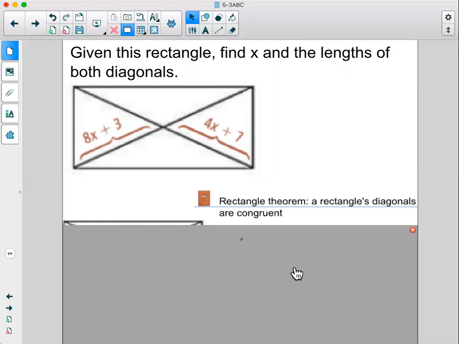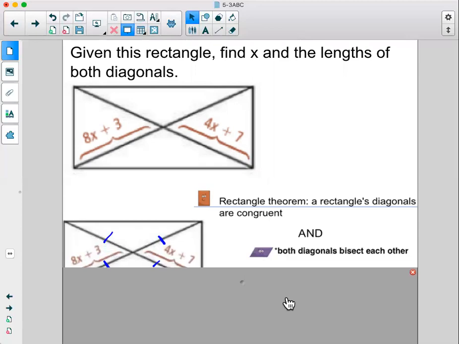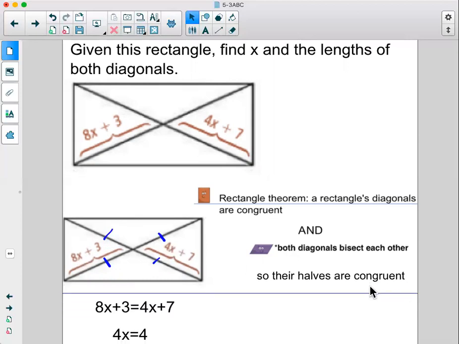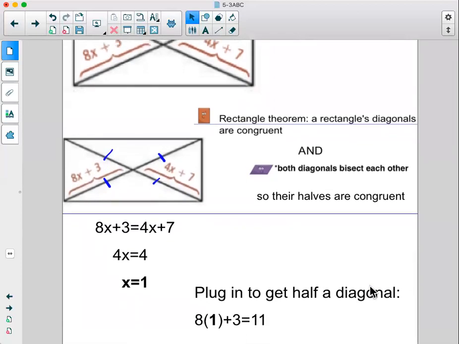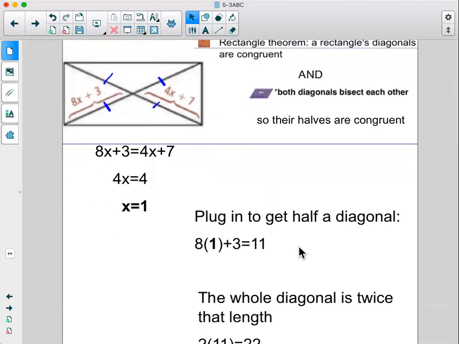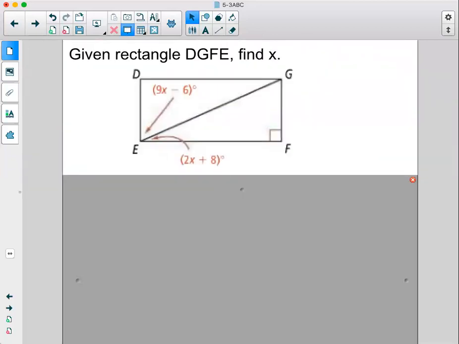If it is a rectangle, then we know the diagonals are congruent, and we also know that it's a special parallelogram, so the diagonals will bisect each other, which means their halves will be congruent. So these four chunks are all the same, which means these two chunks are the same. So I can set them equal and solve for X, and then I can plug it in to get half the diagonal. Don't forget to double it if you want the whole length of the diagonal. So pause, find X, and then press play for the solution.